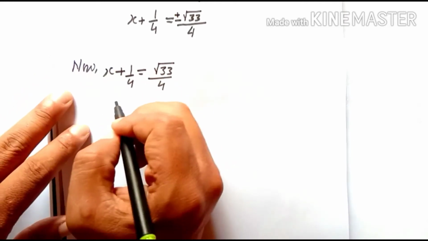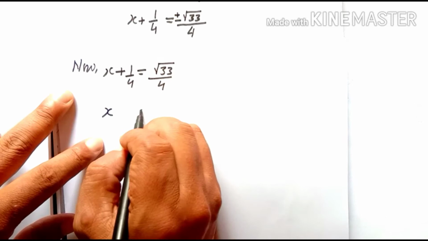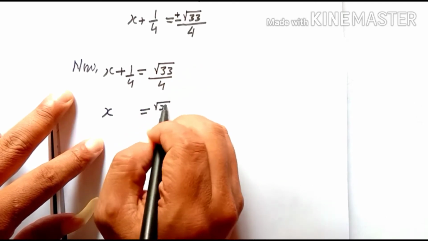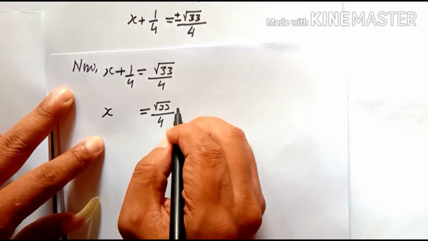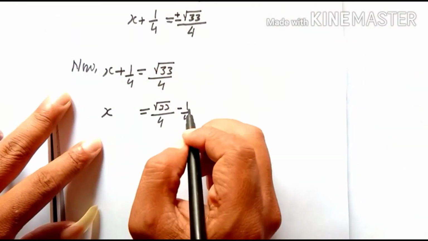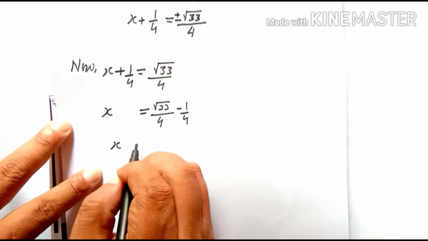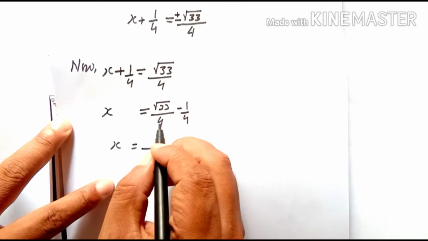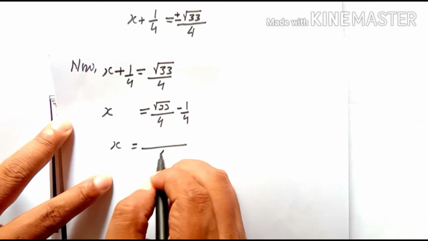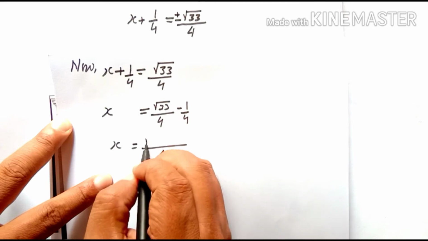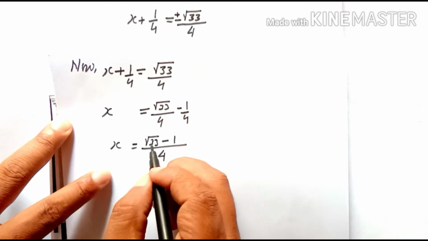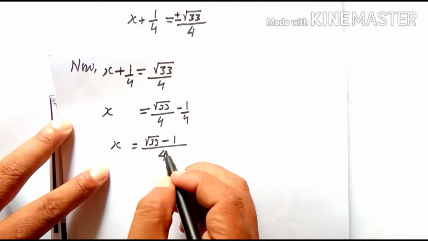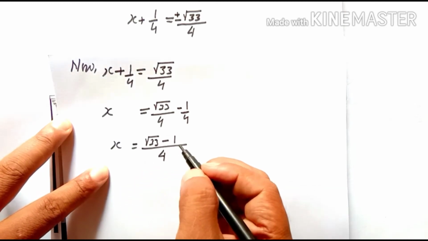After that, collect the like terms, which is root of 33 by 4. Plus changes to minus 1/4. Now take LCM, which is x equals, our LCM here will be 4. So like terms, we take one of it. Numerator will be the same here, 33 minus 1. So irrational and rational numbers can be added or subtracted.